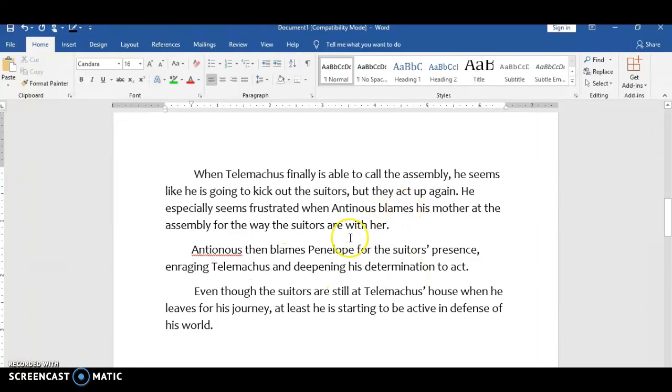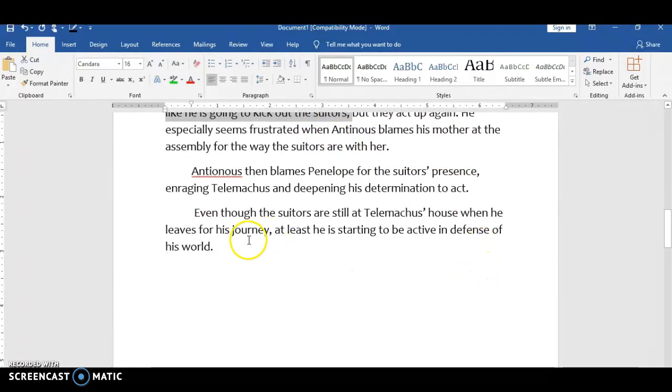So I've got the idea of Antinous blaming Penelope. I've got Telemachus's action here. Seems like he's going to kick out the suitors. Okay, pretty good. And I've taken what is sort of a clumsy couple of sentences and made it into one strong one. And now our final sentence.